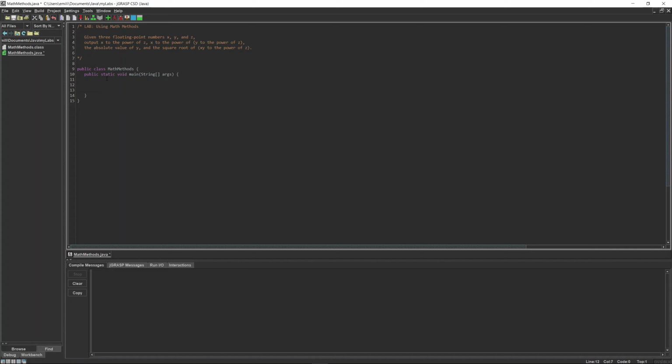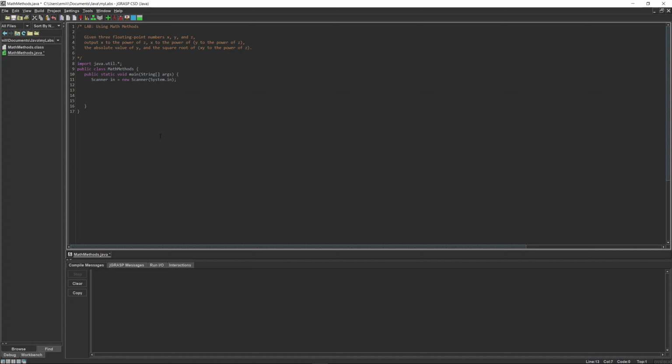So the first thing I'm going to do is import the utility for the scanner so that we can take some user input for these values. So I'm going to type import java.util, and I'm just going to use an asterisk for all utilities. And I'm going to create a new identifier for scanner. I'm going to use in equals new Scanner(System.in).